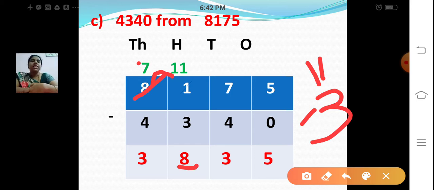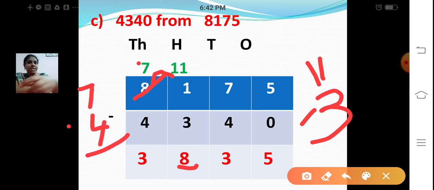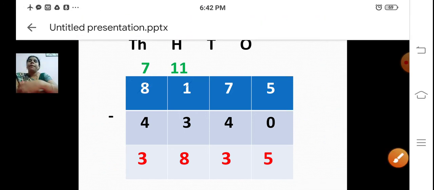800. 1100 minus 300 is 800. Now let's move on to the thousands place. Let's subtract the thousands place. 7000 minus 4000, 7 minus 4. Start from number 4. Count forward till you reach 7. After 4, 5, 6, 7. 3. 7 minus 4 is 3. 3000.